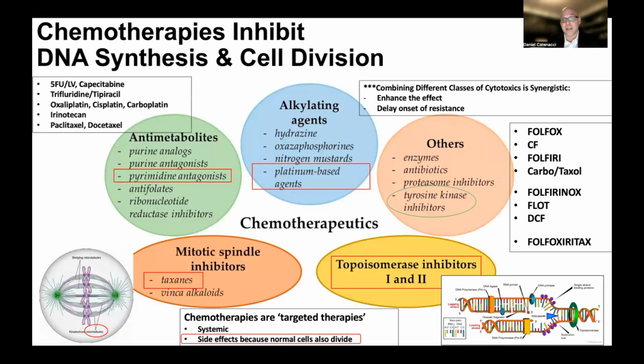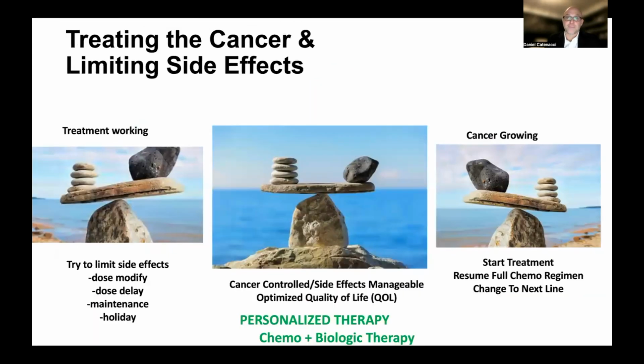But at the same time now, with this presentation where we're focusing on side effects, we get side effects from chemotherapies because normal cells also divide, and the chemotherapy can't differentiate between a cancer cell and a normal cell. And so we get what we refer to as collateral damage on normal cells that are dividing.